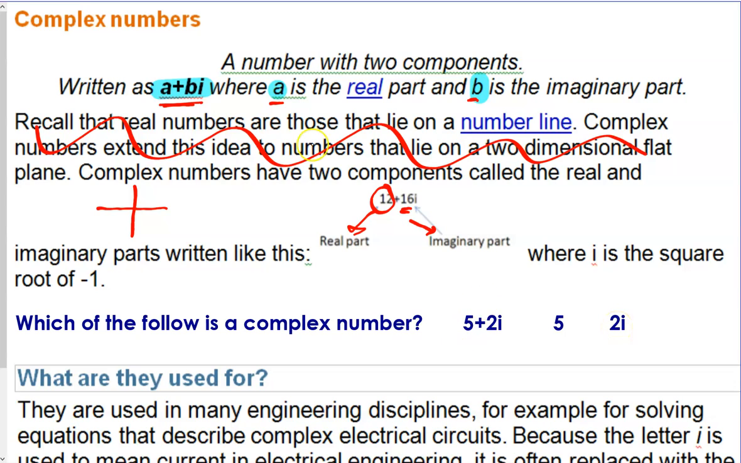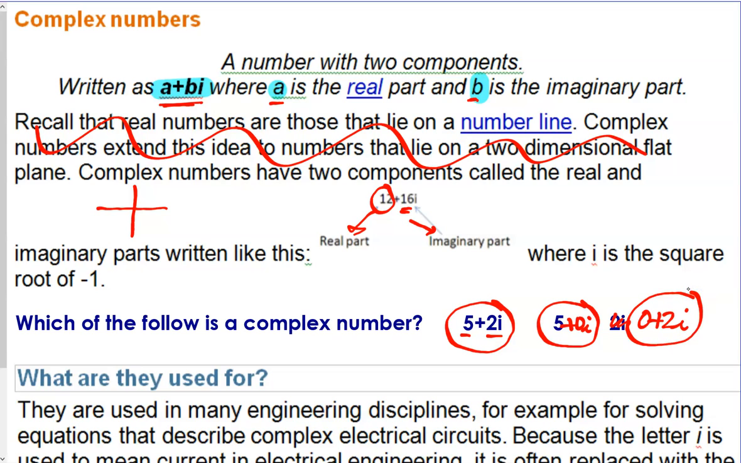Okay. Well, I need a real and an imaginary part. So here I see 5 is my real and I have 2i for my imaginary. So this is a complex number. This one I only see 5, which is a real part. But if I put plus 0i, I haven't changed my problem. Now I have a real and an imaginary part. Same thing with 2i. I could rewrite 2i to be 0 plus 2i, where the real part is 0 and the imaginary is 2. So these are all complex numbers.